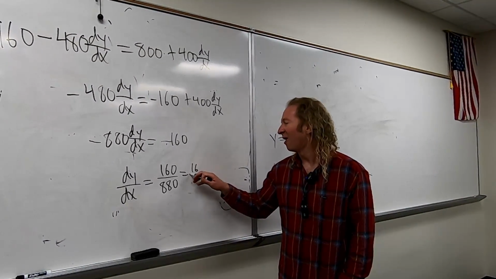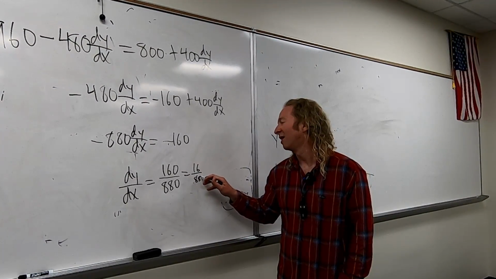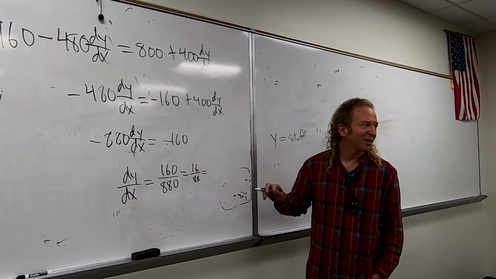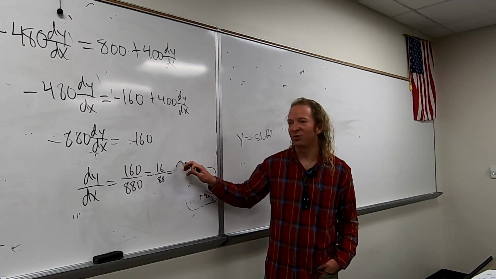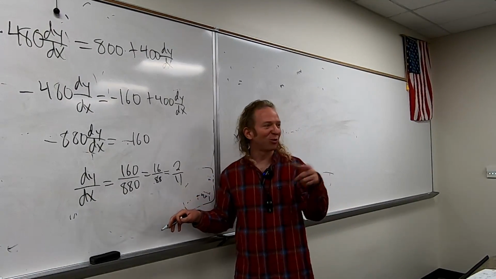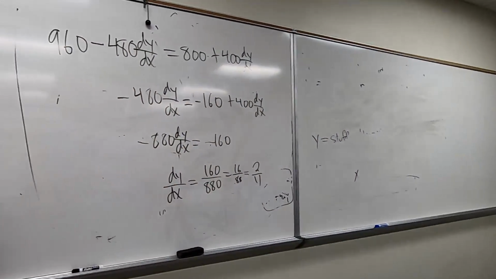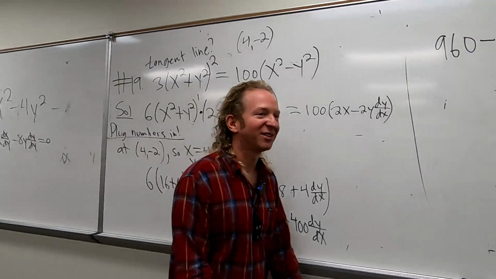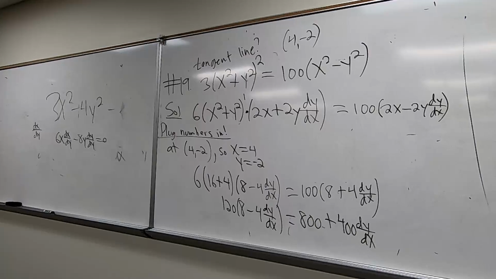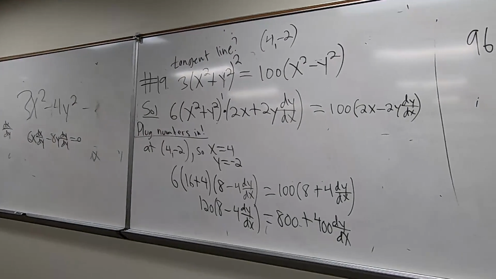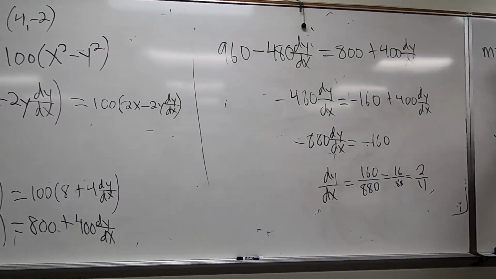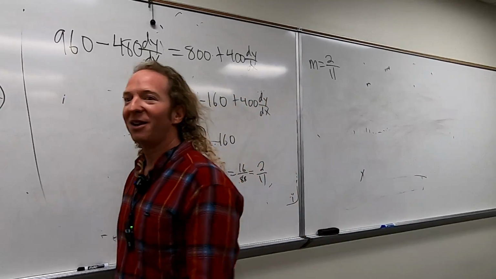Oh, I was close. What did I say? 23 elevenths. I was close, but not enough. So 2 elevenths. So the slope is a fraction. It's 2 over 11. That's the slope.